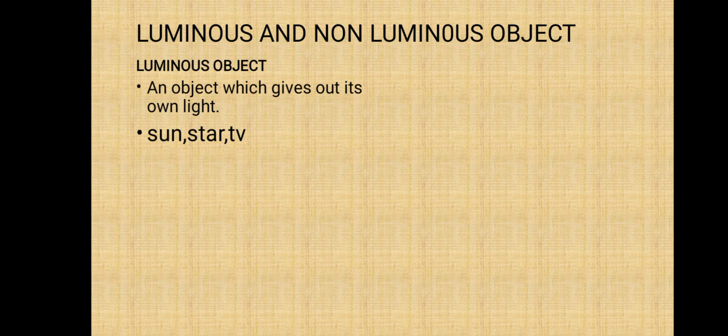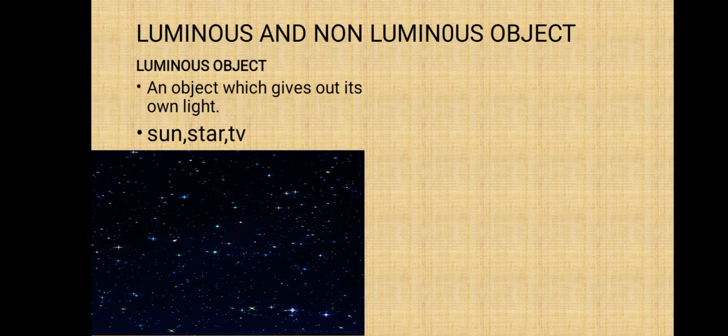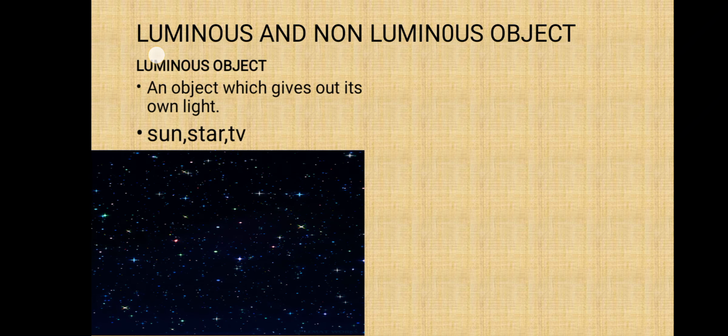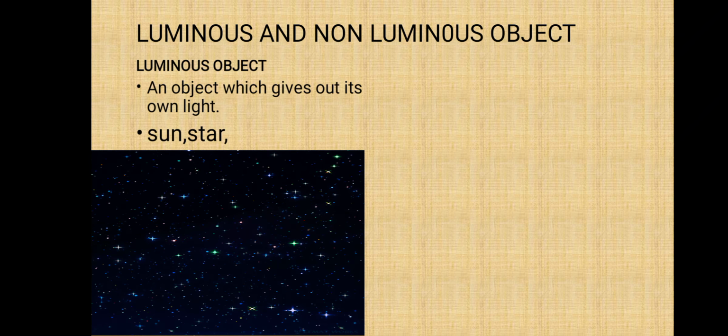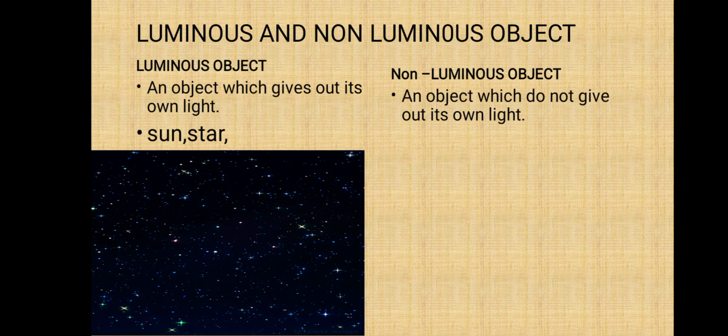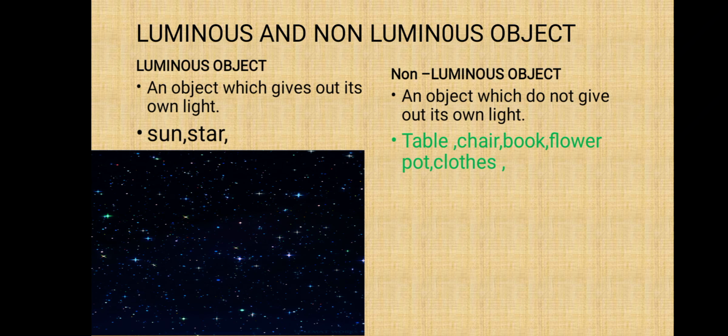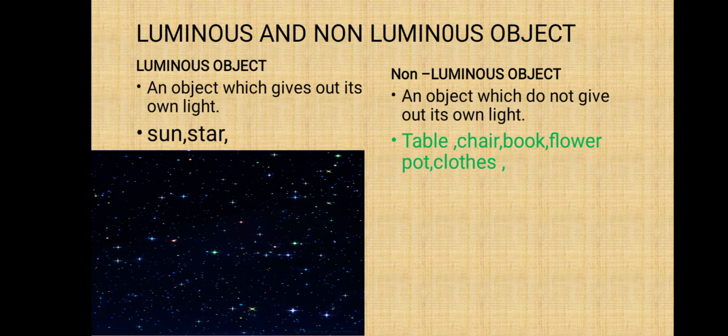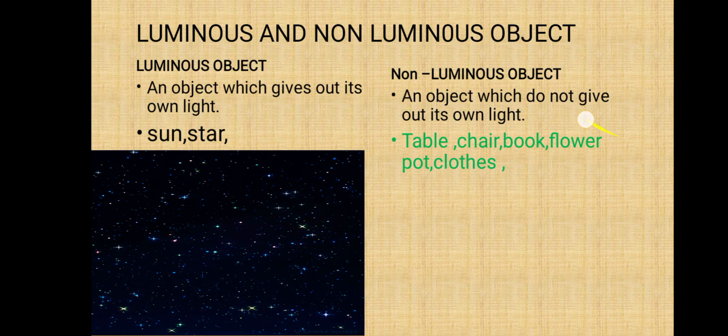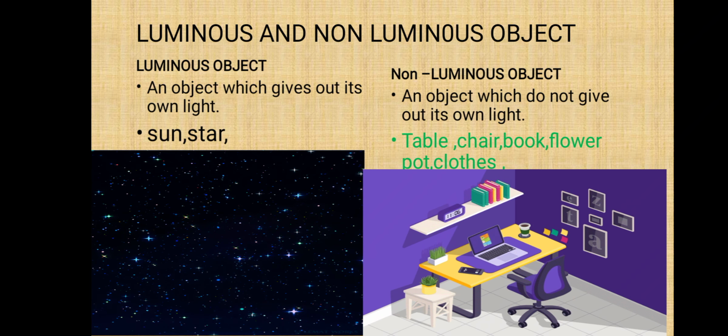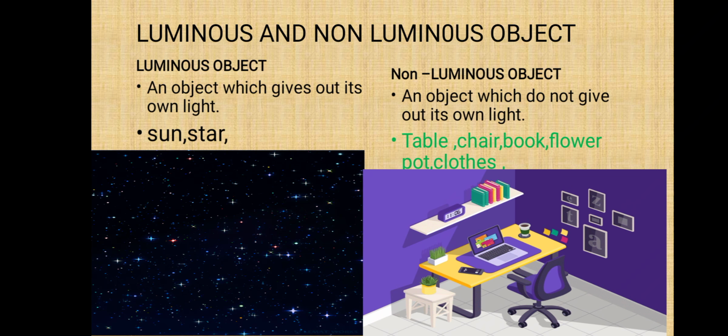Now, children, today we'll be learning about luminous and non luminous objects. So, let us understand them. Luminous object: an object which gives out its own light. Example: sun and star. Non luminous object: an object which does not give out its own light. Table, chair, book, flower, pot, and clothes.